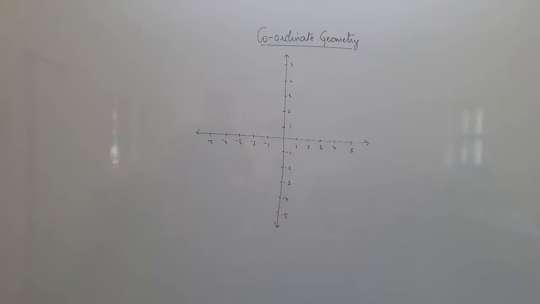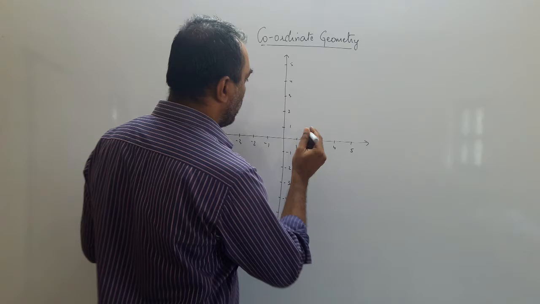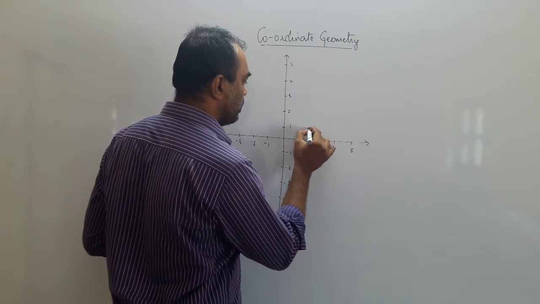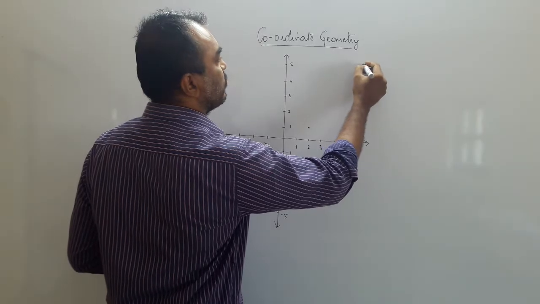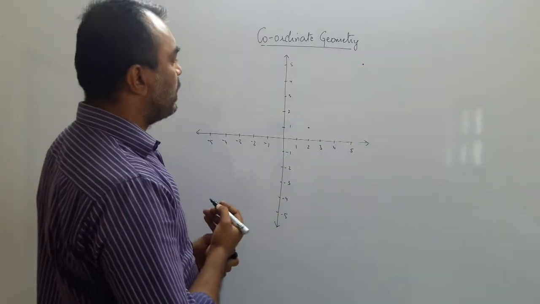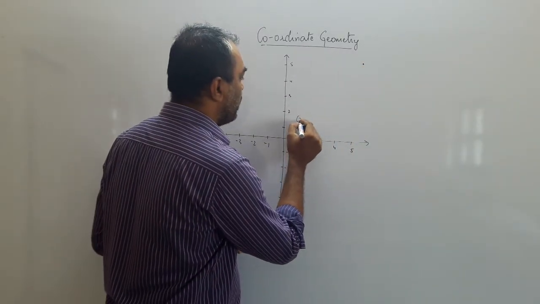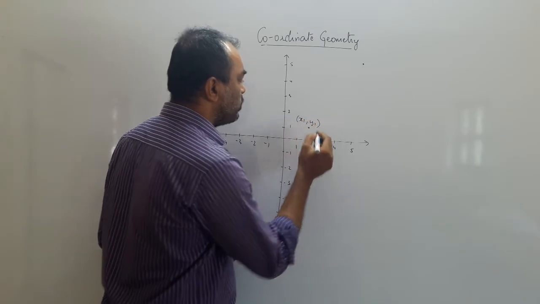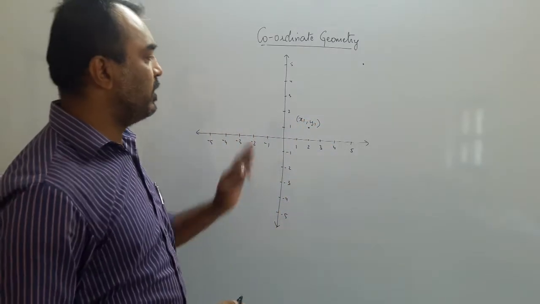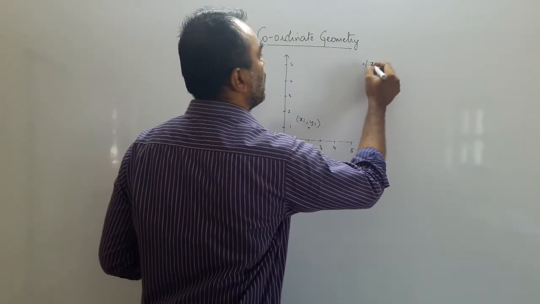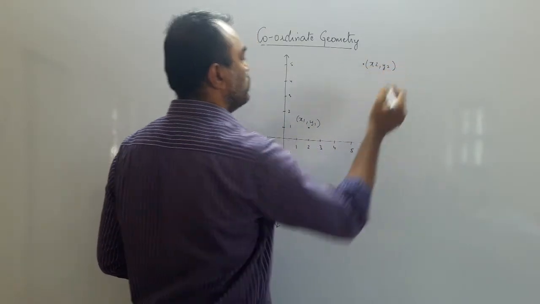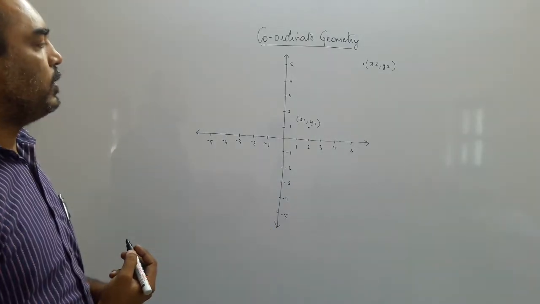Okay, so how will we derive the general formula now? So this was the point I had, the initial point, and this was the final point. So what I'll do, I'll call this point (x1, y1). Now this can be any point, (x1, y1). This is my initial point, so I call it (x1, y1). This point I call (x2, y2).